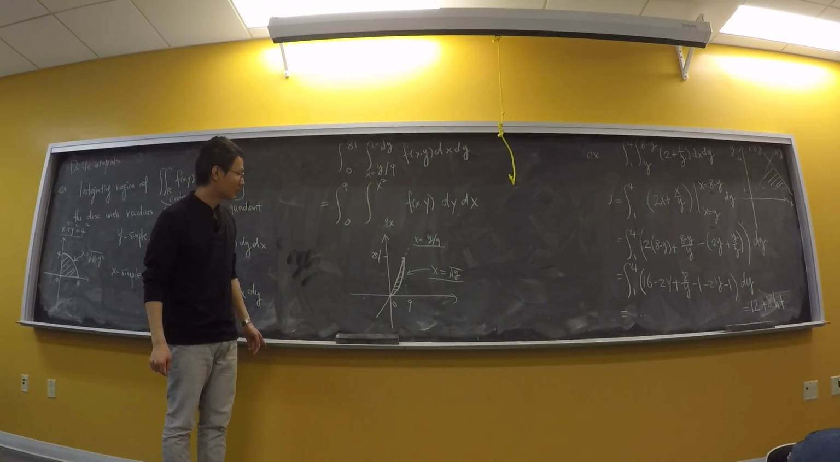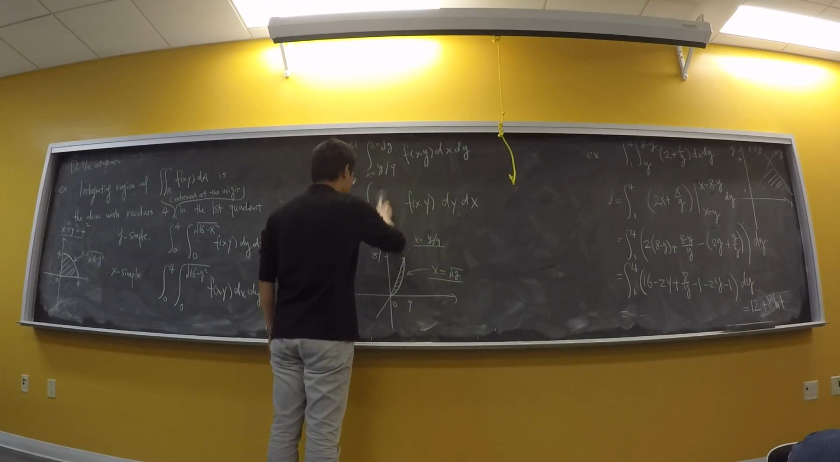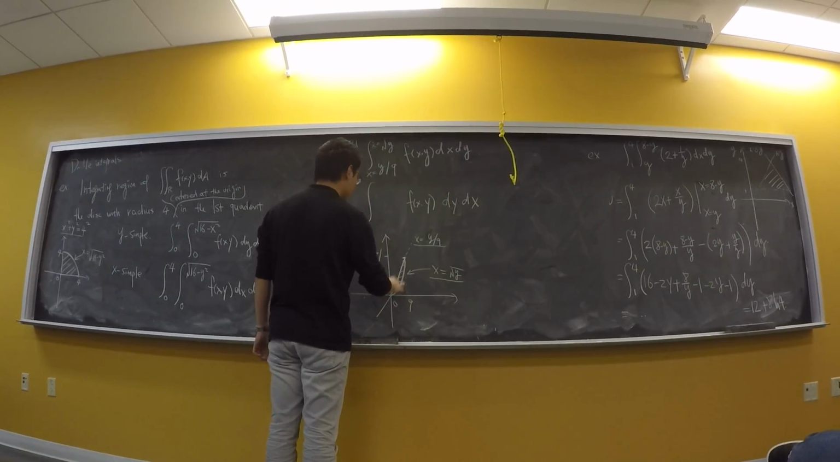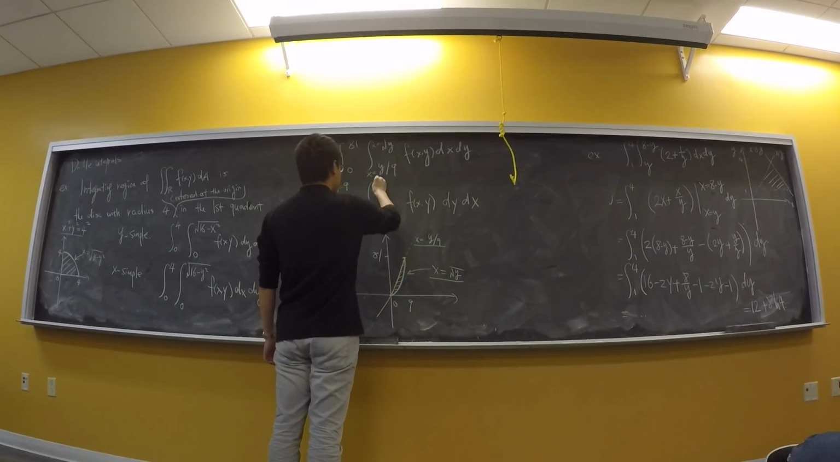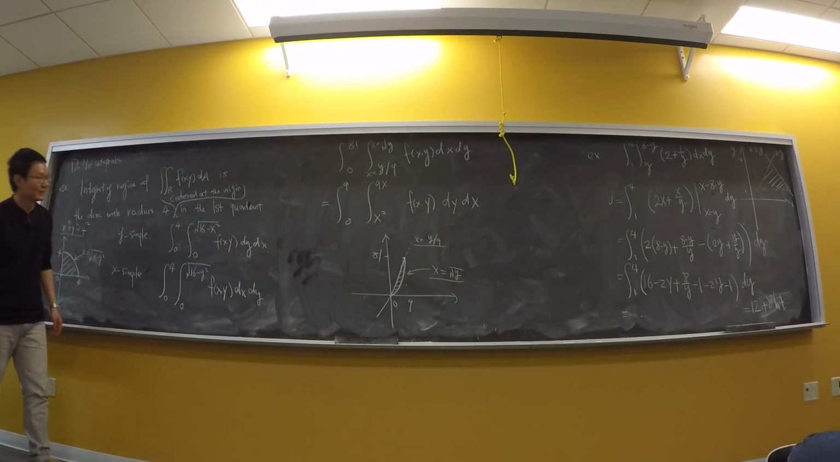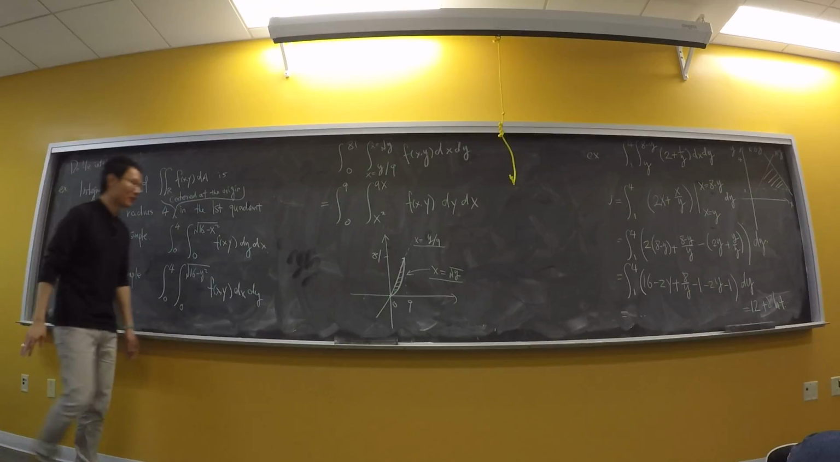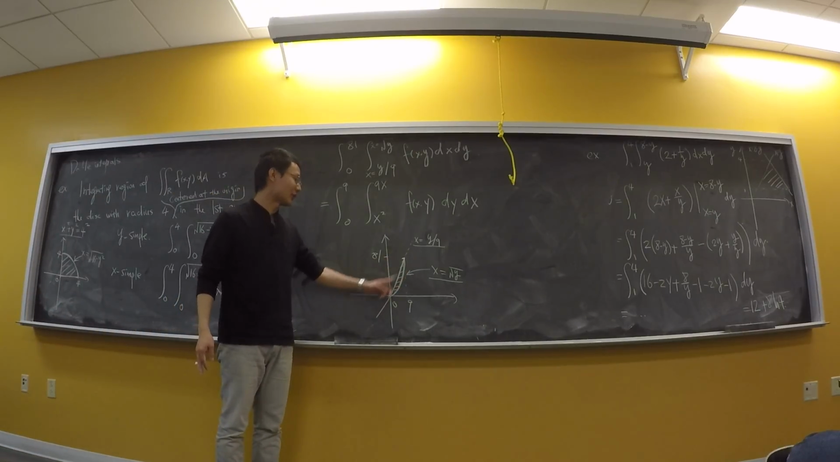Yeah, 9x should be at the top. Oh, okay, I see. Yeah, you're absolutely correct. The lower function is actually this function. The upper function is 9x. Yeah. Thank you very much for pointing that out. So I have to be also super careful about these geometric relations between these boundaries and the region.